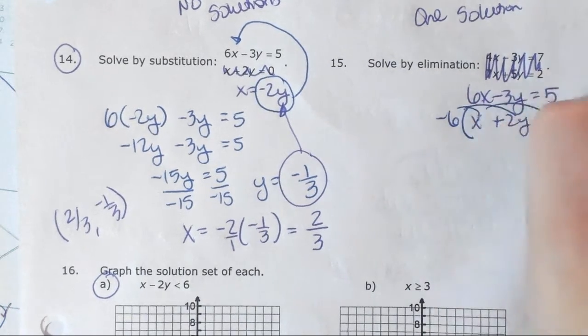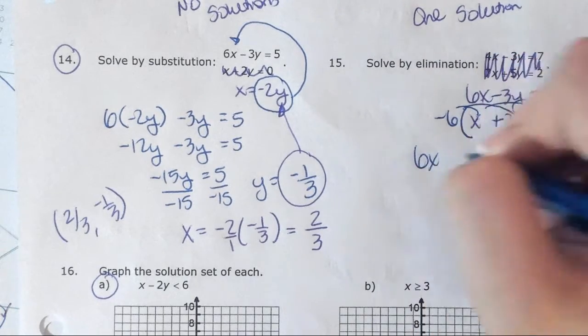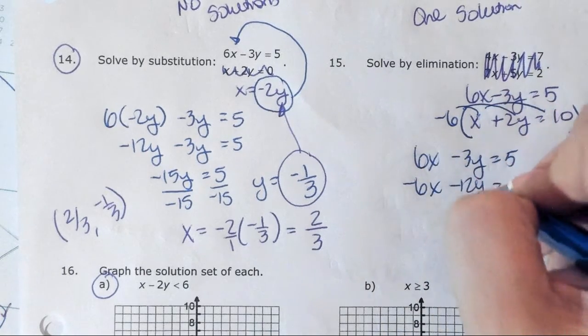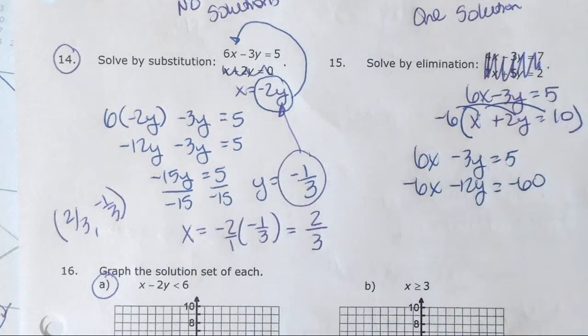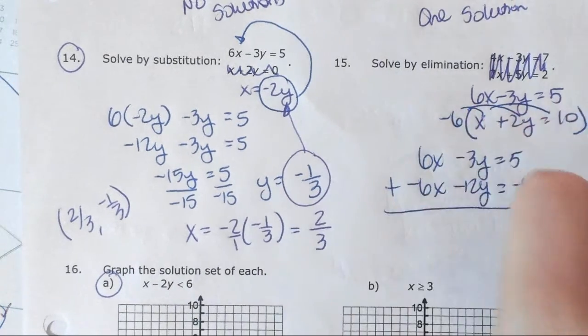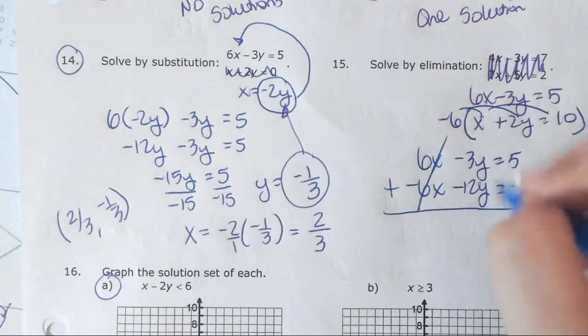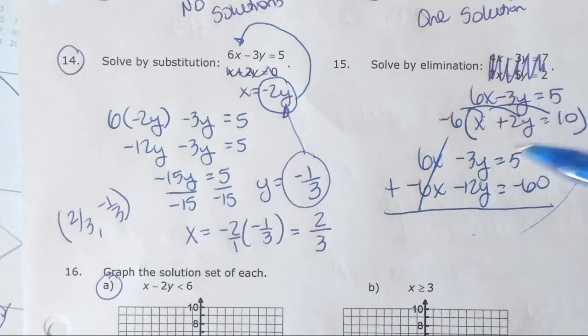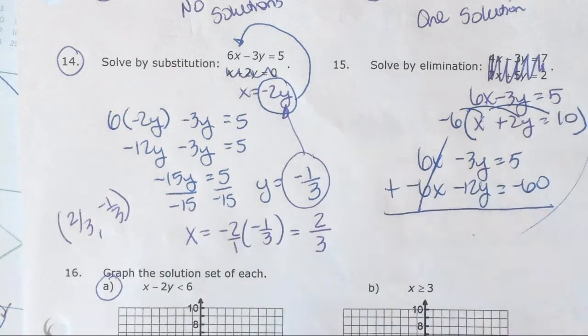Okay? When we multiply that through here, we're going to get 6x minus 3y equals 5, stays the same. And then we get negative 6x minus 12y equals negative 60. When I add these together, this goes away, and I can solve for y. Once I solve for y, I'm going to pick one of the equations to plug it back into and solve for x. Okay.